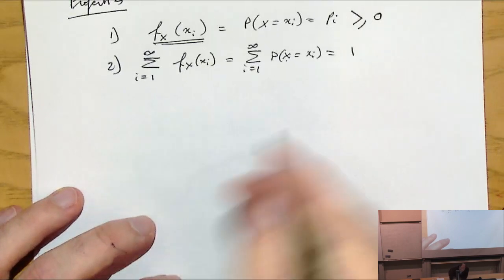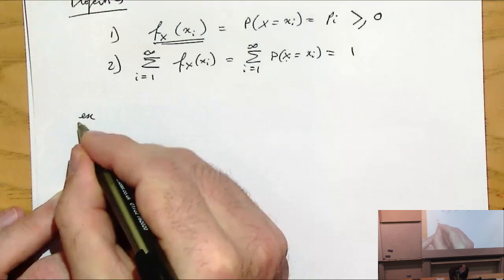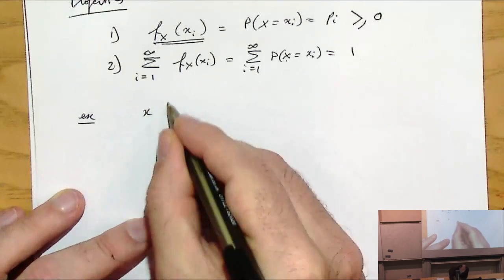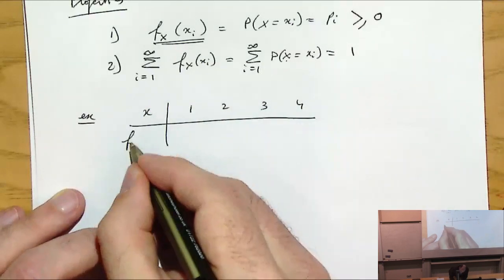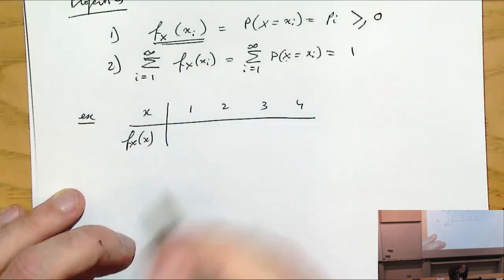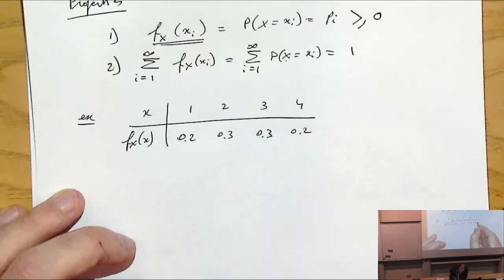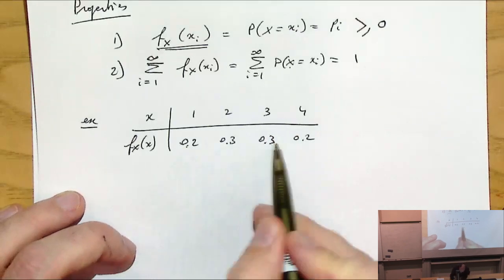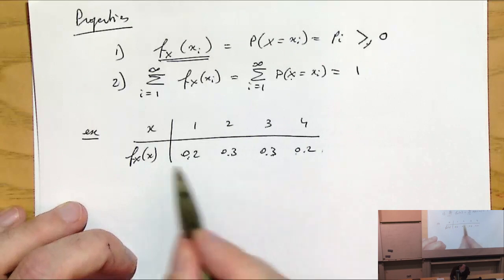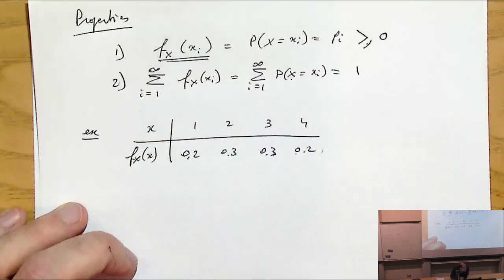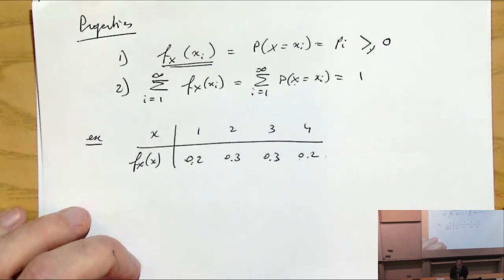Let me give you an example. Let's imagine that x can take value 1, 2, 3, 4, for instance. And then this probability mass function is equal to 0.2, 0.3, 0.3, and 0.2. You see that each entry here is positive. The sum over all those values, the range of the random variable, will be equal to 1.